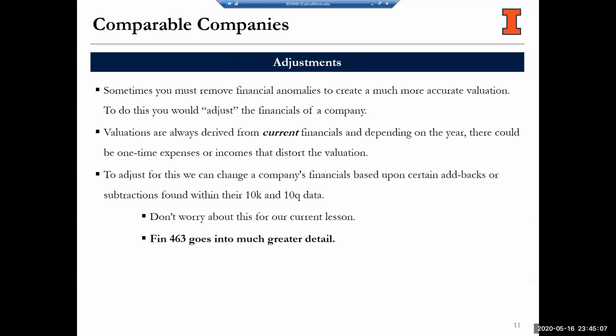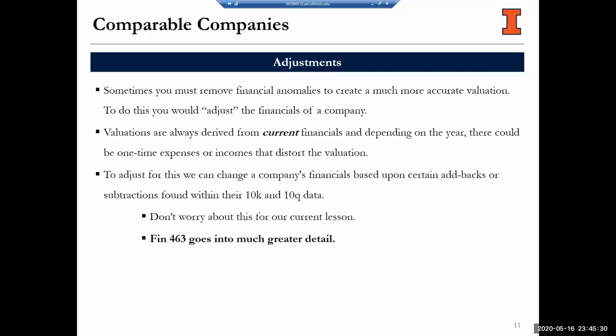Oftentimes you'll see adjustments. Some of these adjustments usually come from only having a smaller set. Let's say you find 2 or 3, you may have to broaden your search criteria to get 5 or 6. Another thing that's important is whenever you're adjusting for these companies, you want to adjust their current financials based on one-off transactions to make sure it's truly apples to apples.